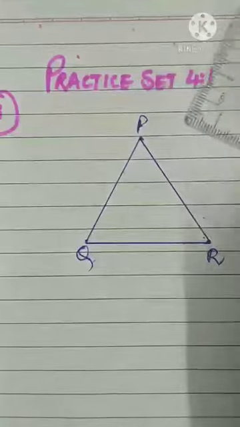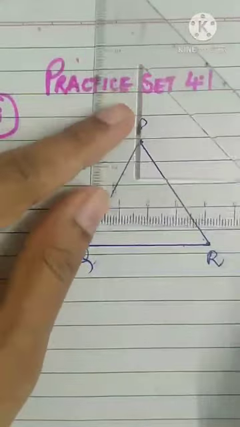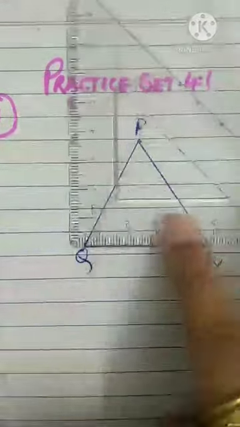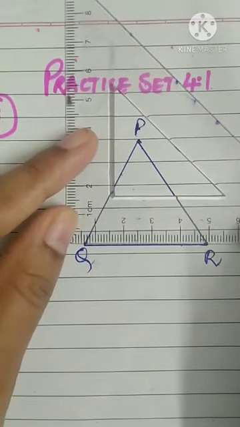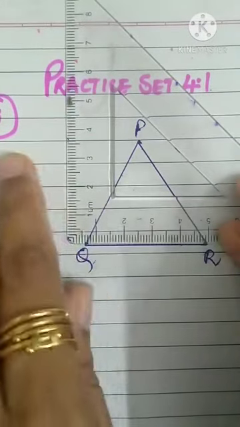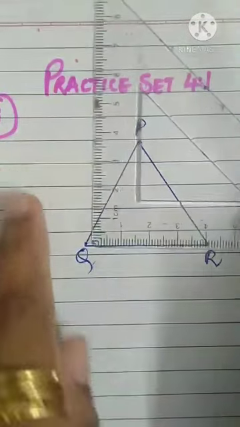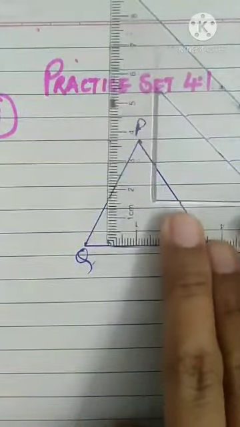So let us start. For the first side, I will keep the base side on QR. This base part you should keep on QR. It should just be on QR. Now slightly shift the set square so that the height side just touches point P. So slowly shift.